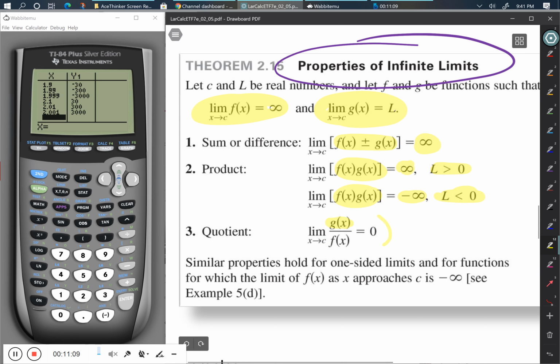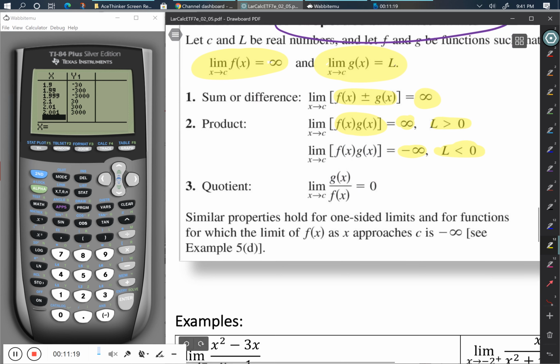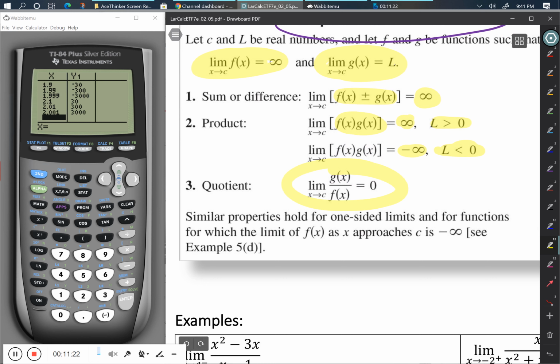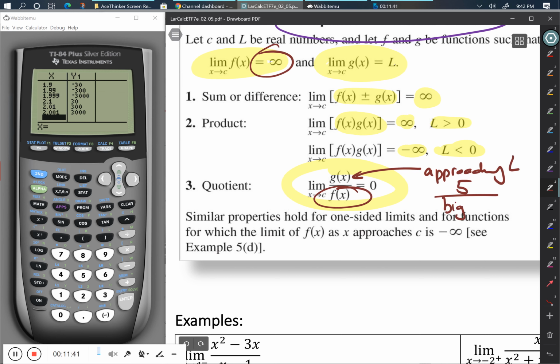Now, I'm pretty sure that every single one of these makes sense, except for the last one. The last one's the one where sometimes people struggle with it, because we're trying to figure out why that happens. So let's think about what's occurring in this bottom one. The top is approaching L. And so let's say L is 5. So the top is getting close to 5. But the bottom is approaching infinity. So the bottom is getting big, bigger, and even bigger as it goes.